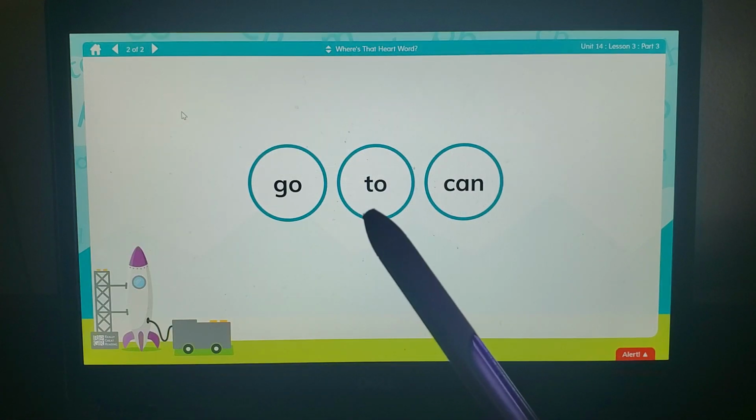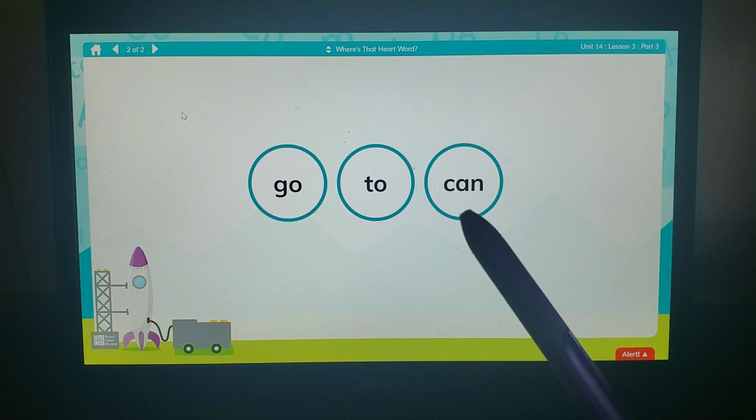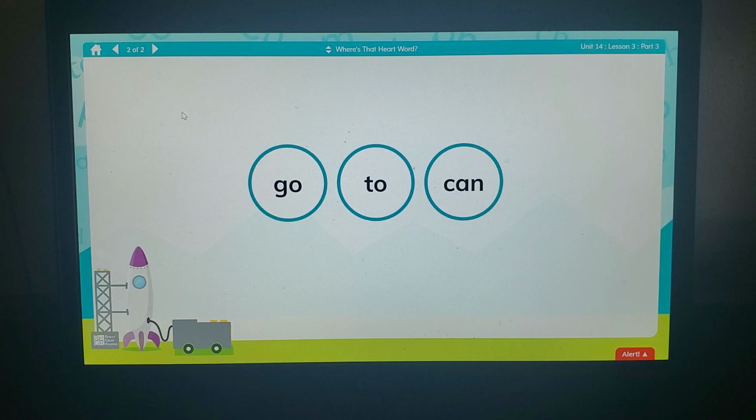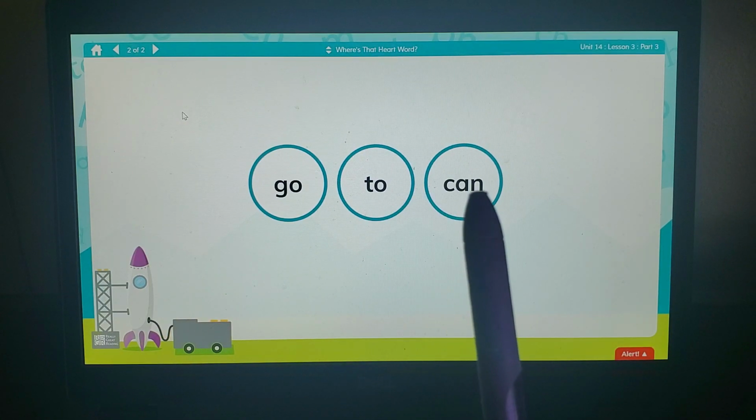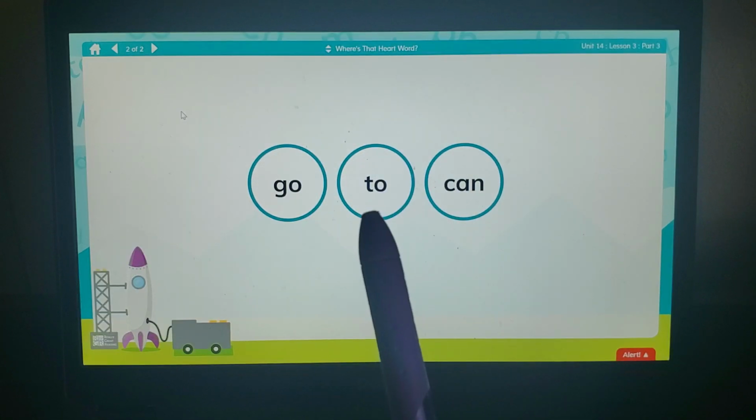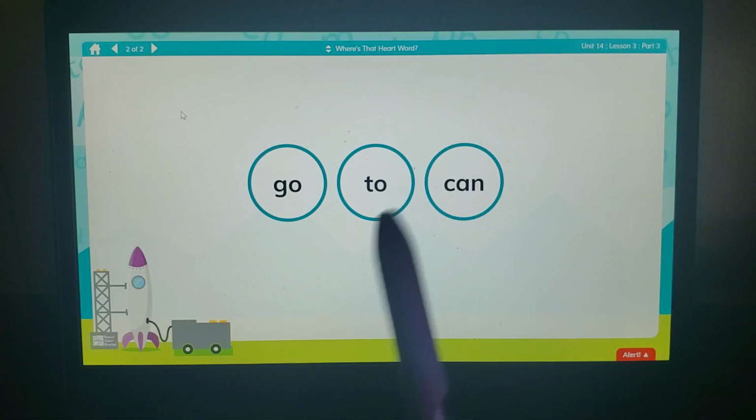Go, to, can. Which word is before the word can? To is before the word can. You have can and to is before it.